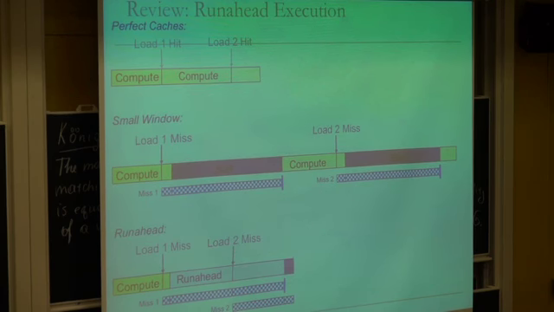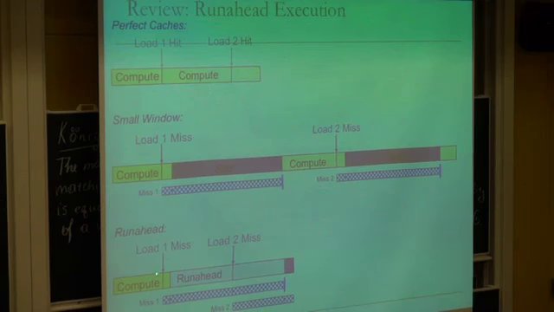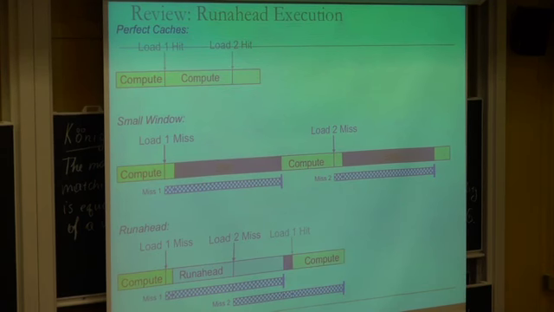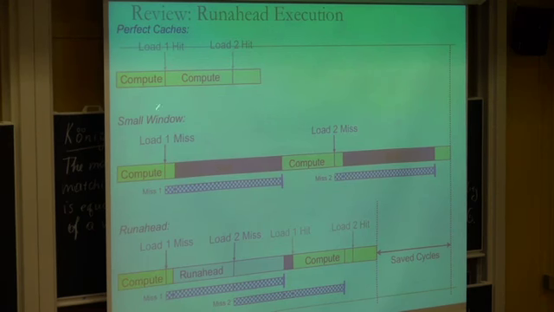And at the end of Runahead mode, you basically flush the pipeline and go back to the checkpoint, which means the processor sets the program counter to load 1, and re-executes starting from load 1. And when the processor gets to load 2 during re-execution, that miss is complete. Now you've saved a bunch of cycles. Now it's not as good as perfect caches, but it's much better than the small window.